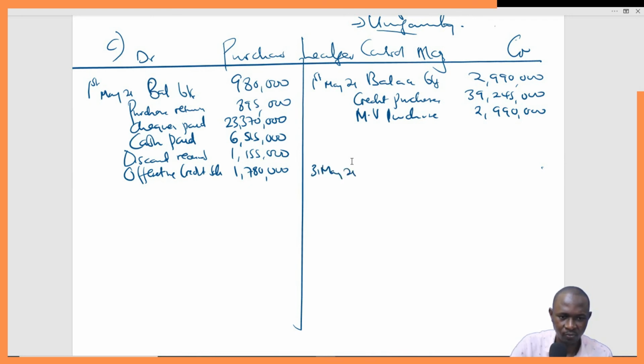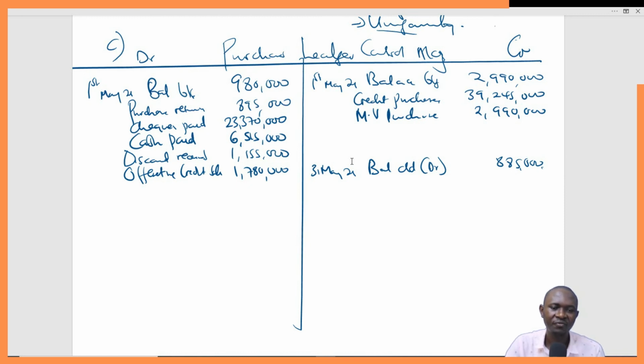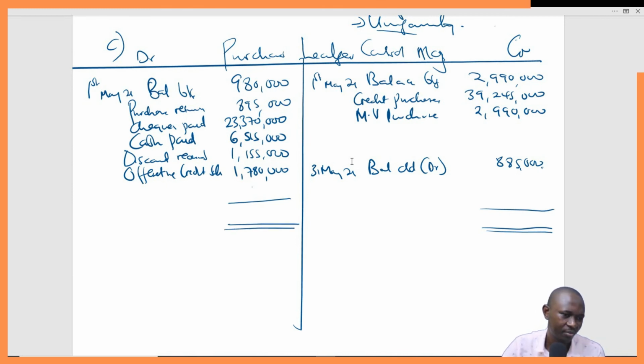So 31st May 21, we will say balance carried down. This is a debit balance of 885,000. So if they had also given us a credit balance, then we'll simply have input our credit balance here, and when you get the total, it will automatically balance. But since they have not given us the credit balance, we'll have to work out and get the total, so that we can find our credit balance by ourselves. Of course, the credit balance will now be on the debit side, so that when we start the next financial period, it now appears on the credit side of the purchases ledger control account of the next period.